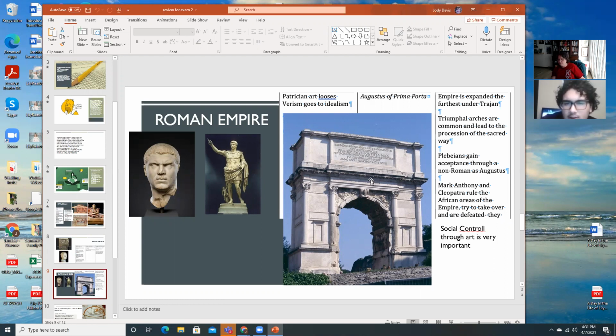What were areas that became part of the empire during Trajan's time? Because it says that it was expanded furthest under Trajan. What were parts that were not part of the empire but became part of the empire after Trajan?